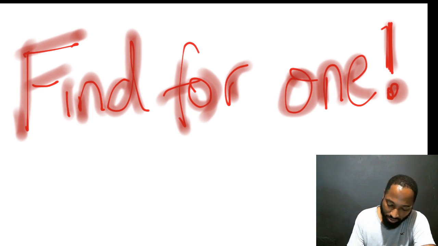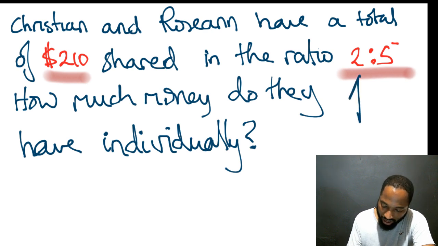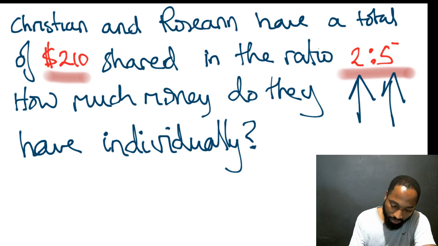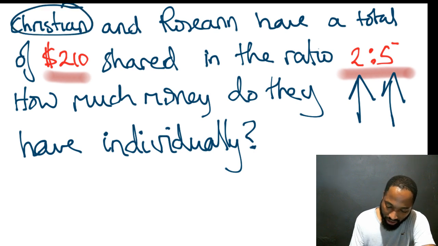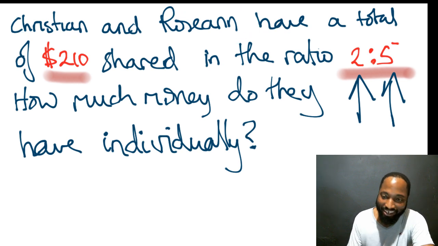Alright, so what do I mean by find for one? Let's see. You have $210 being shared in the ratio 2 to 5. Now you always watch which comes first here and what comes first here. So Christian has to be getting the 2 because his name is first. Roseanne, she's getting the 5. So hard luck for Christian, Roseanne getting all the money. Right? So 2 to 5.